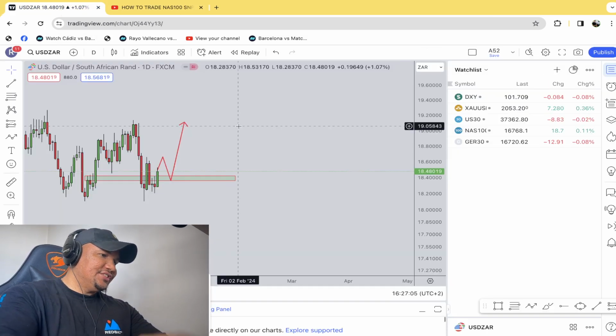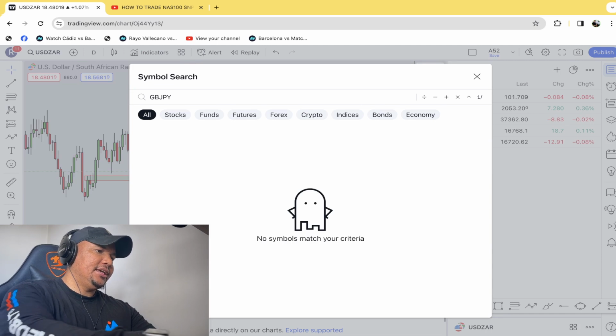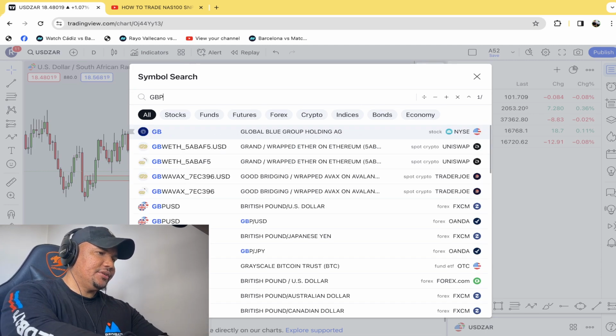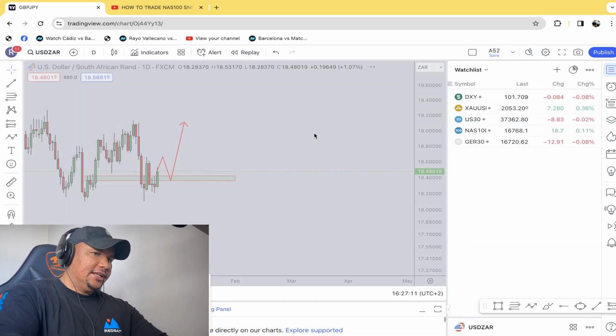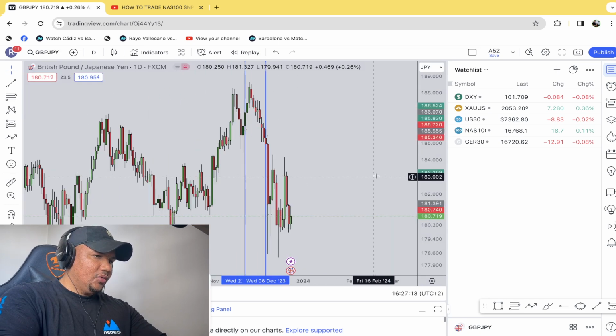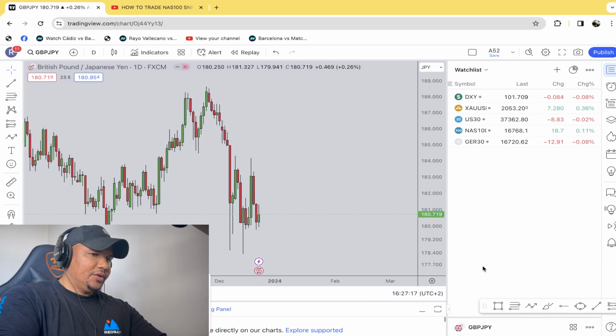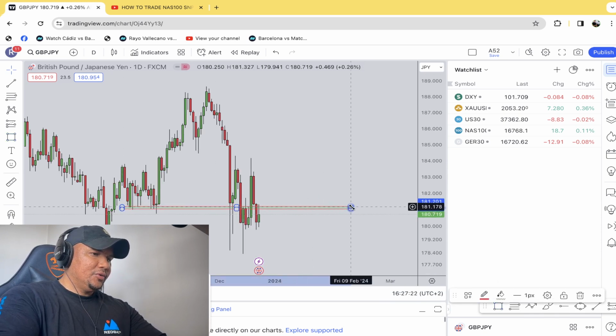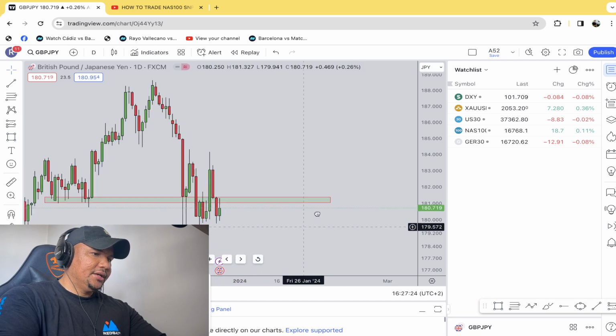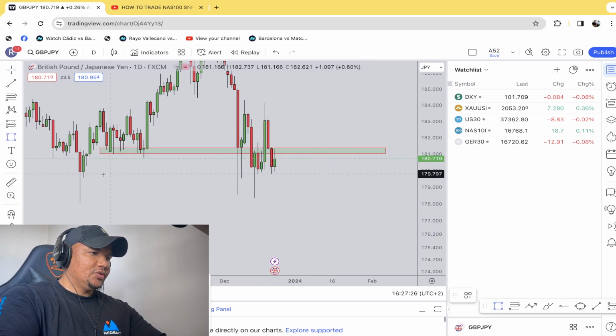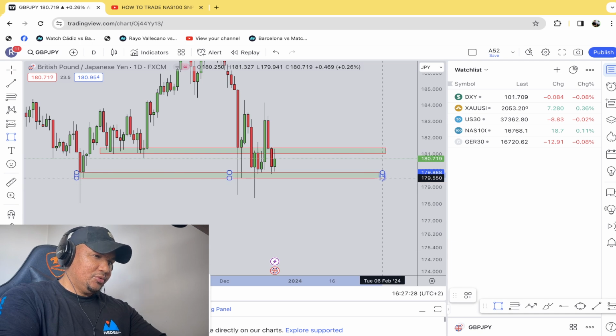Next up, we've got GBPJPY. Okay, let's go. Ooh, what do we have here? Okay, so here we've got a market that is also trading. We can see over here we've had a very important structure that had broken, and we can see how the market is also testing very strong support here as well.